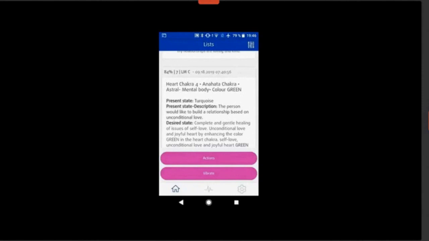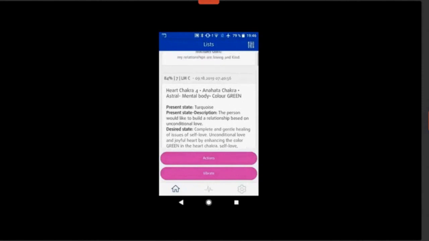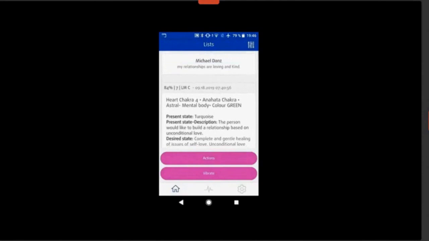Related to my focus. What was my focus? My relationships are loving and kind. You see? The relevance you have to interpret always related to the focus. This is not a general number. This is related to why you're doing it. So that is the importance. Next one is intensity.